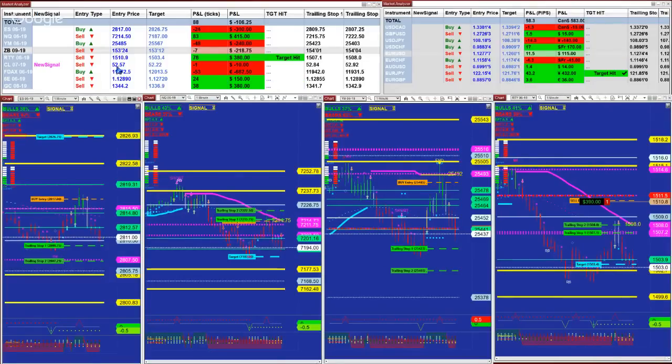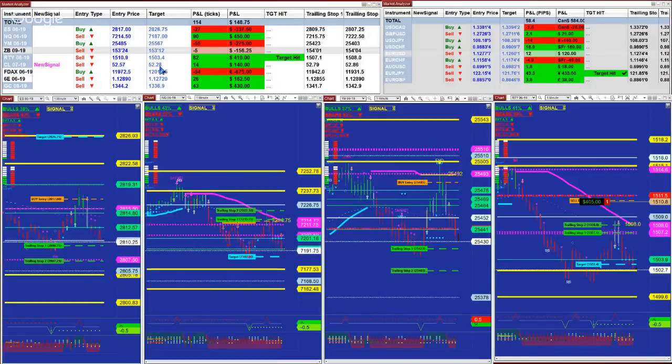New signal CL 5257, target 5222. New signal 5257, target 5225. Of course, sell signal.